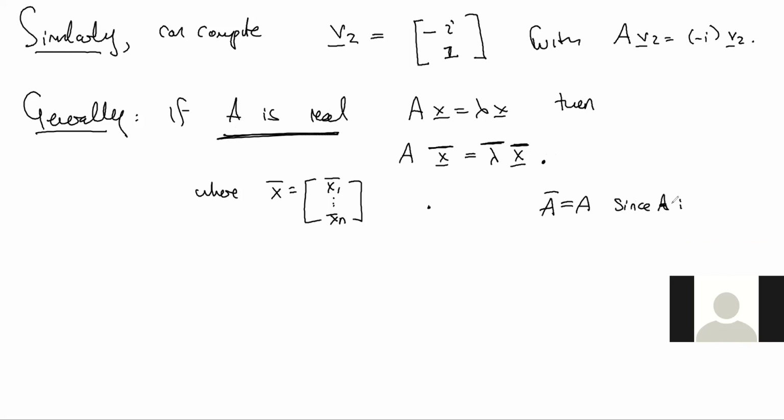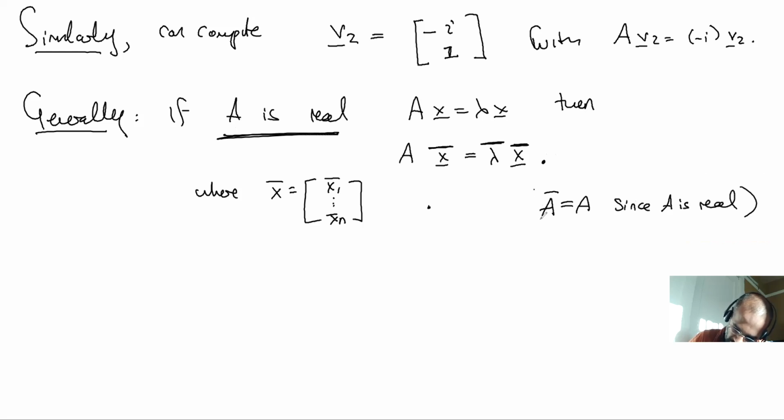Wait, so just to clarify, the bar at the top is notation for conjugate? That's right. So this bar notation means a complex conjugate, entry-wise. So you apply the conjugate to every entry.